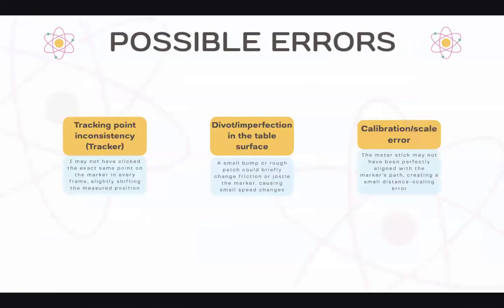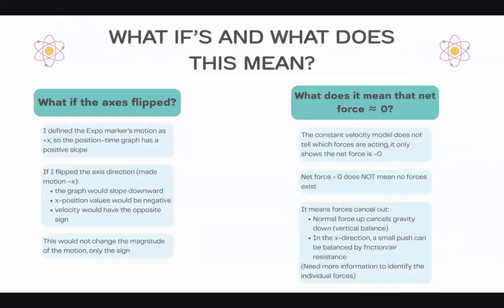A few things that could have gone wrong throughout the lab: tracking point inconsistency. I might not have clicked the exact same point on the marker in every frame, which could slightly shift the position. There could be a divot or imperfection in the surface, like a small bump or patch, that could change the friction for a moment, causing a small speed change. Or there could be a calibration scale error. The meter stick might not have been perfectly aligned with the marker's path, and that could create a small distance and scaling error.